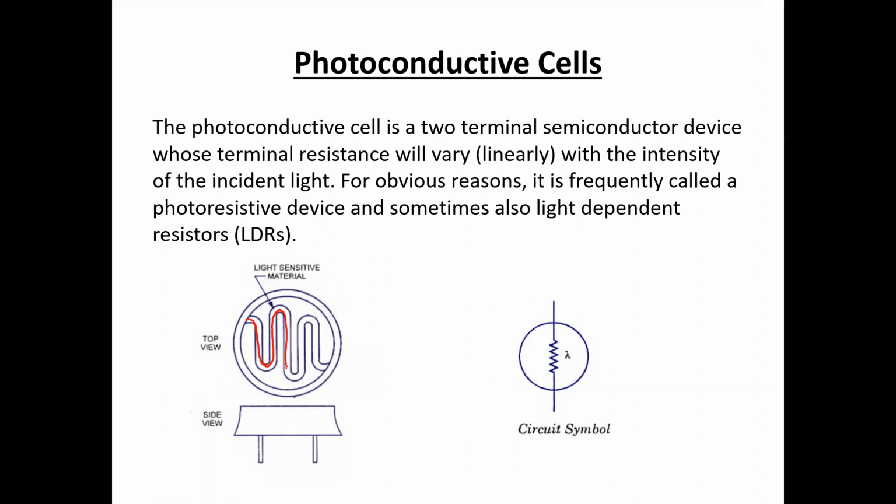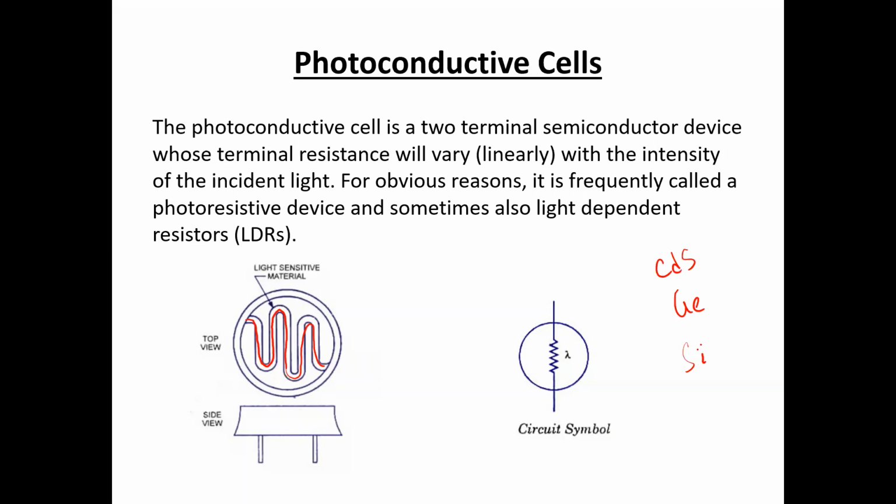A long strip of the semiconductor material is placed in a zigzag form so that a long strip can be accommodated into a smaller area, and after that it is enclosed in maybe a glass enclosure, so that it can be protected as much as possible from moisture or other corrosion. So typically the semiconductor materials which are used are cadmium sulfide or germanium or silicon.